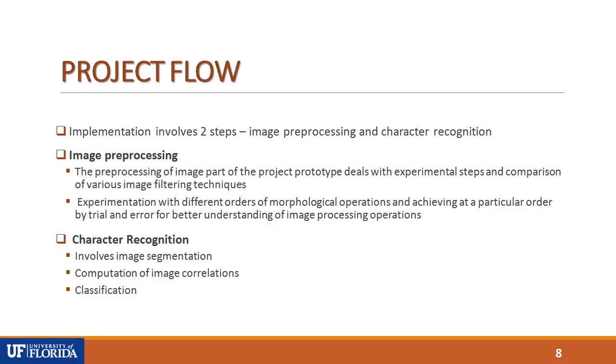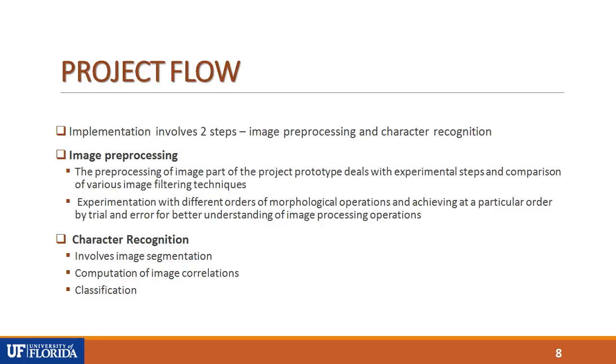Project flow contains two major components: image pre-processing and character recognition. Image pre-processing actually contains experimentation with different denoising techniques, image transformation techniques, sharpening techniques, and morphological operations. Two or more techniques for each procedure are compared, and by trial and error, the technique which gives the best solution is chosen for performing that image processing operation.